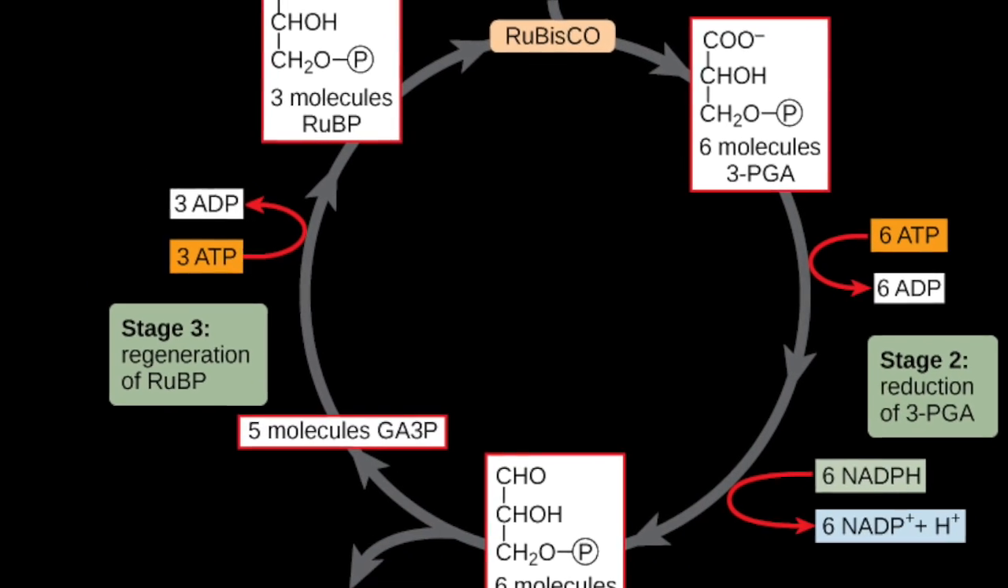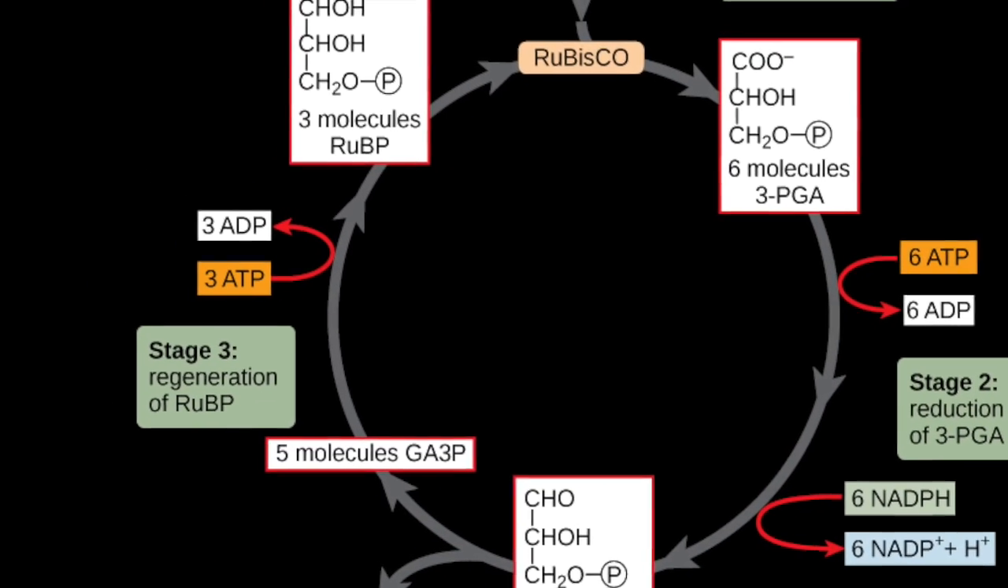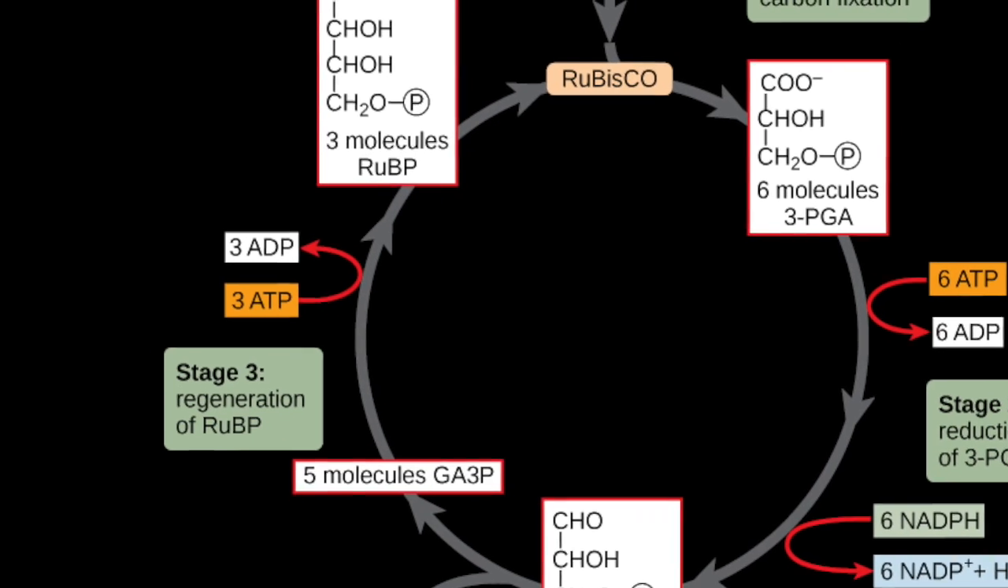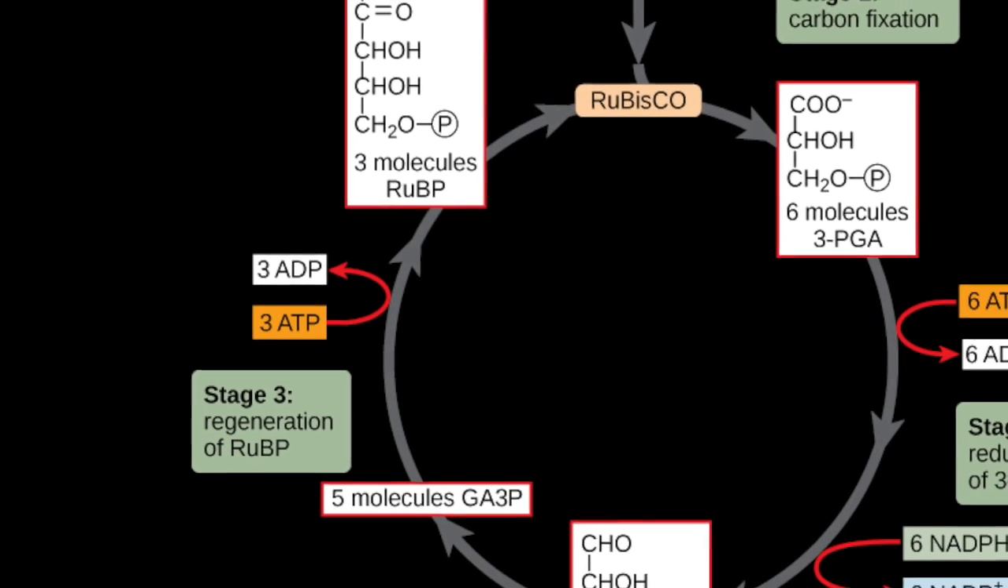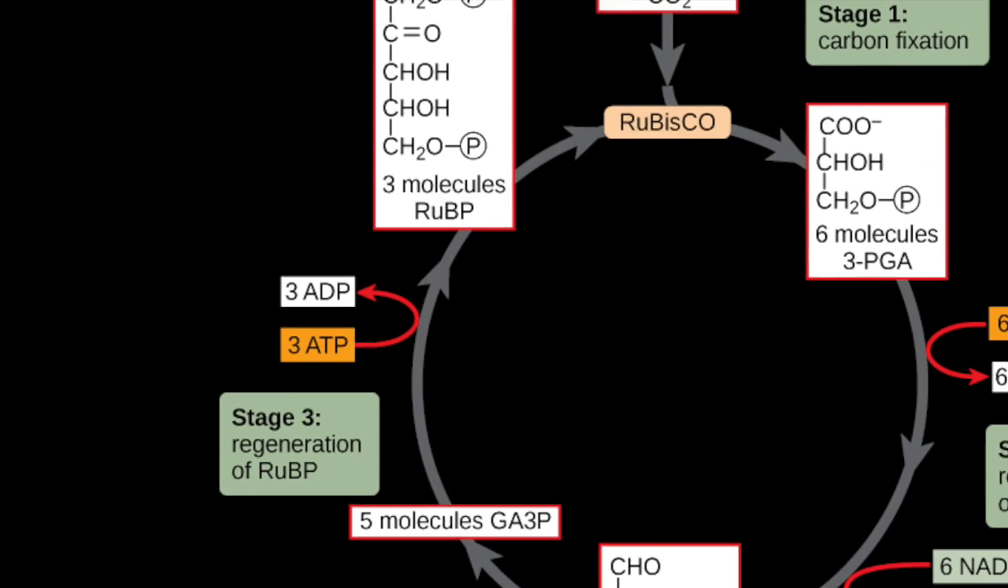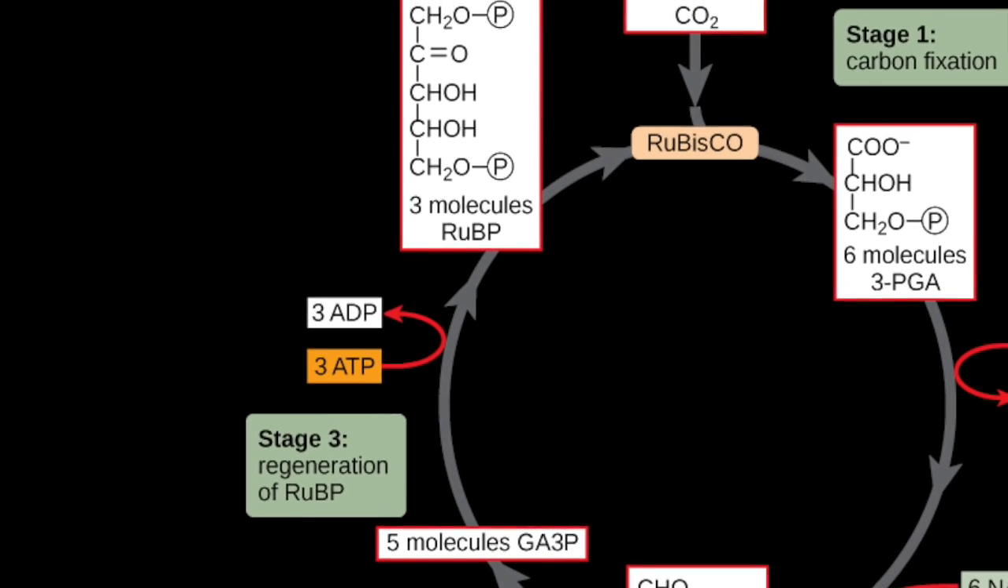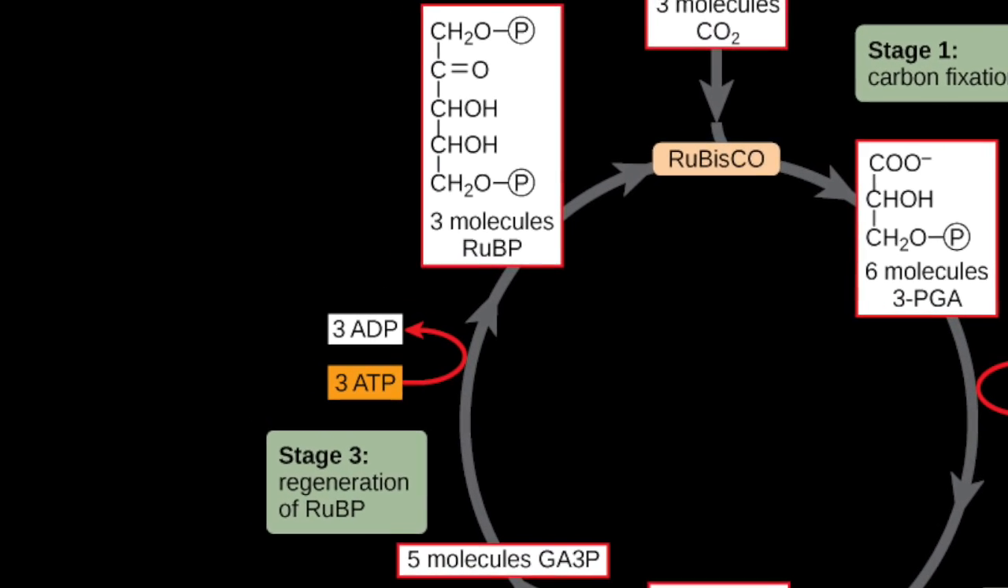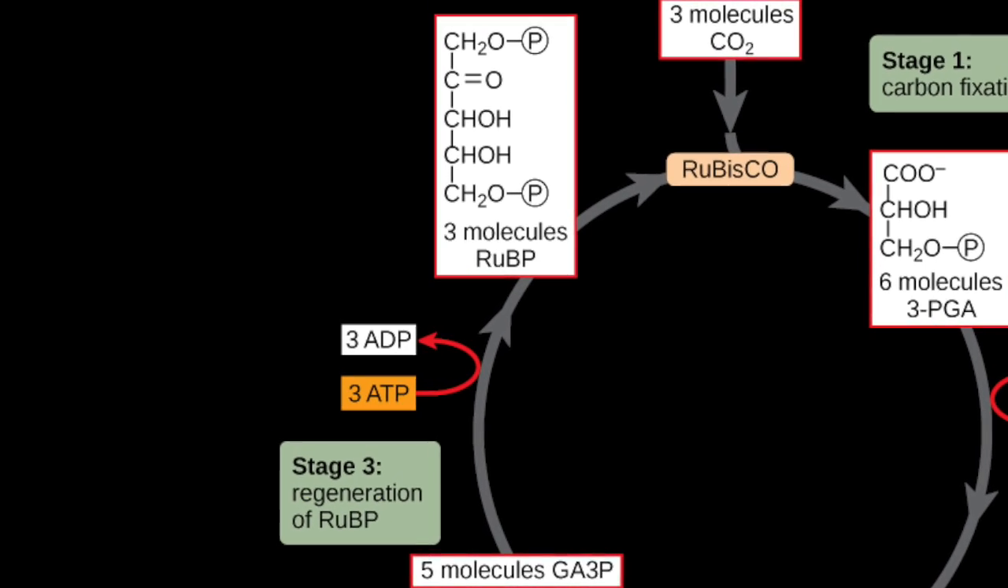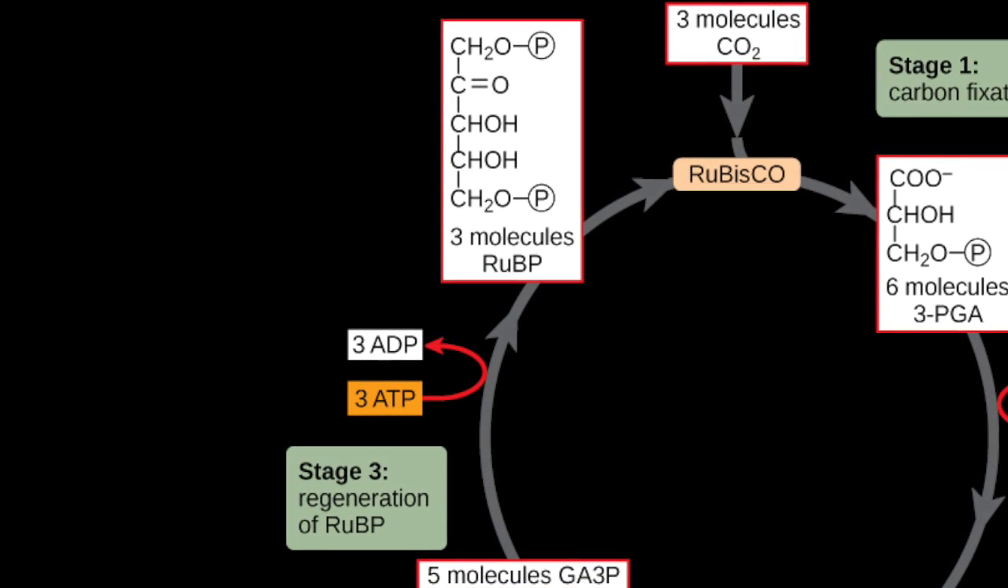Finally, during regeneration, the 5-carbon molecule used in carboxylation is regenerated. This phase accounts for the majority of the Calvin cycle. Overall, 3 NADPH and 3 ATP are needed for each molecule of CO2. Here's a short clip that briefly describes the Calvin cycle.